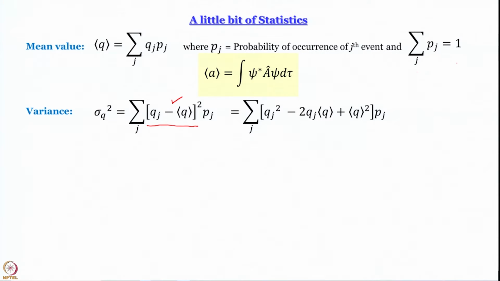Now, the summation of a linear combination, let us say, is a linear combination of summations. That is very easily understood, right. So, instead of writing sum over j of Qj square minus 2 Qj average value of Q plus average value of Q square, multiplied by Pj, I can write it as sum over j Qj square Pj minus 2 sum over j Qj into average value of Q, and when I do that, average value of Q is a constant quantity.